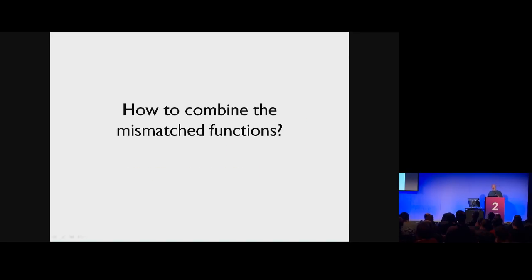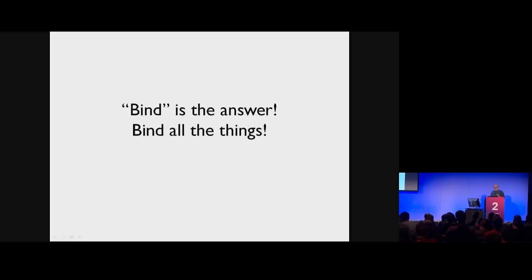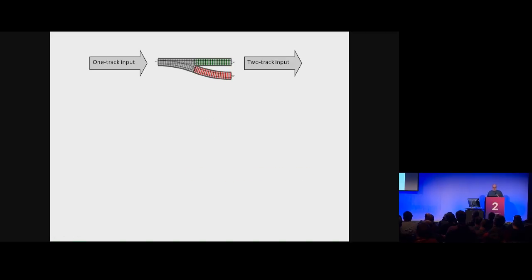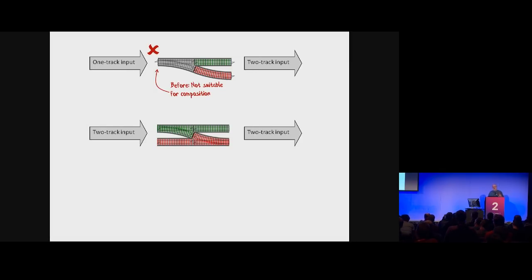So how can we combine mismatched functions like this? And the answer is bind. Bind all things. Functional programmers love the word bind. So here's our problem again. We've got these points that don't compose. If we had two-track functions, they would compose. Those are good. So how do we get from before to after?